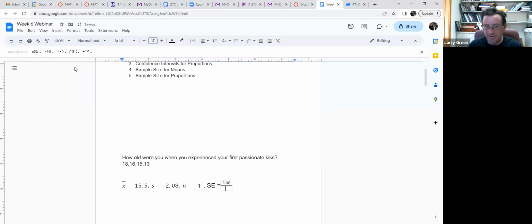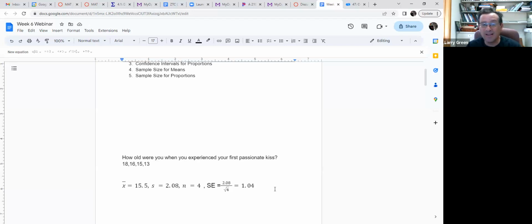2.08 divided by the square root of 4. You're never required to do what I'm about to do, but I can do this in my head and I get 1.04. Usually that won't be the case; you won't be able to do it in your head, but this one's not hard. You can use a calculator if you want. That's my standard error, which, remember, is the standard deviation of the sampling distribution. Any questions on that?